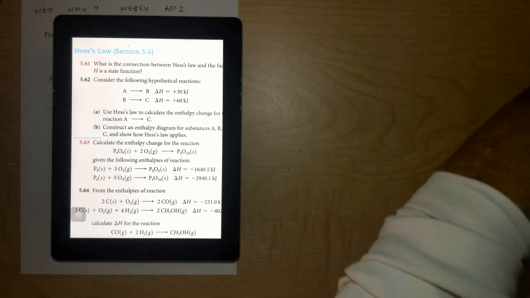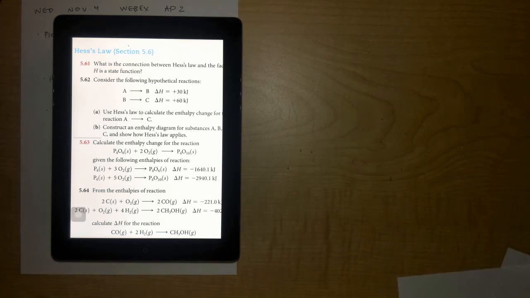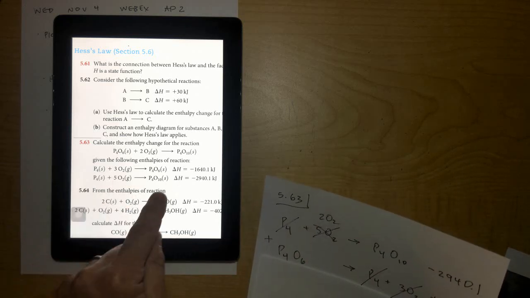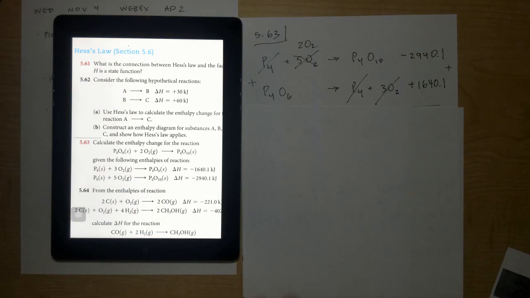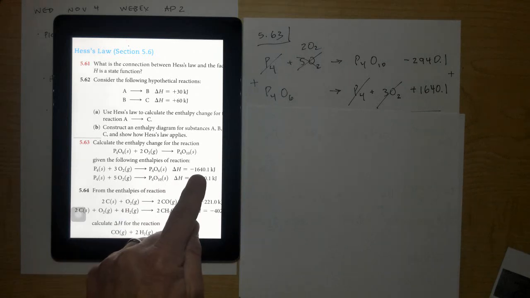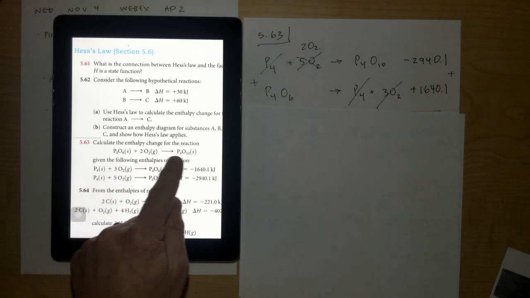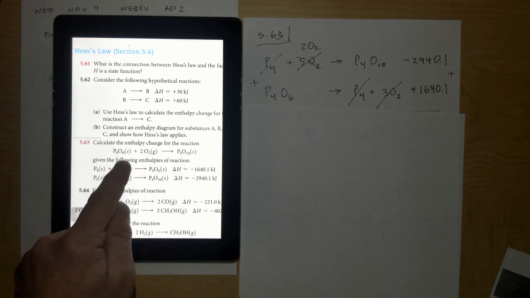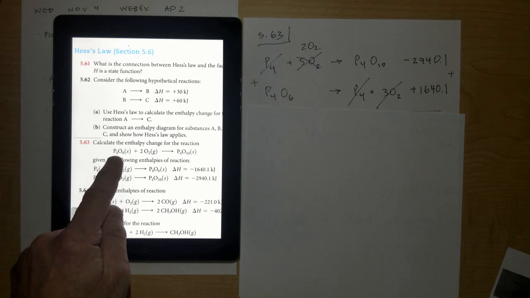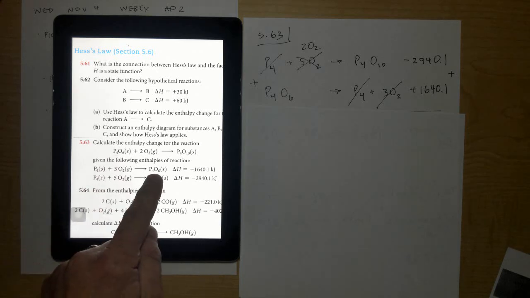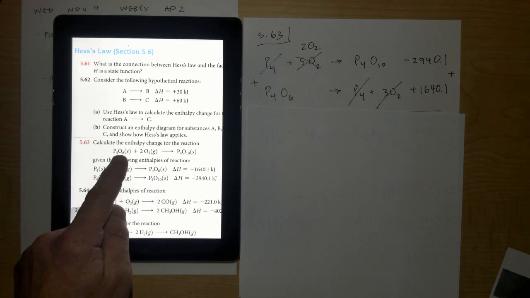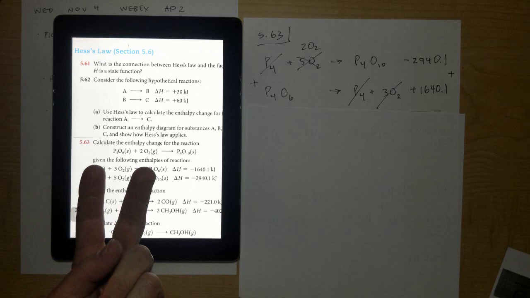All right, now we get into some Hess's law problems. This is number 63. On number 63, you have 2 equations that you're given right down here. And then here's your goal reaction right up here on the top, and you want to find that. Here are my 2 given equations, 1604 and 2940. I always like to start these problems by looking at the goal reaction at the top. And then you ask, where is P4O6 in one of the given reactions? Well, P4O6 happens to be on the right side, and I need it on the left. So I'm going to have to take this reaction and flip it around.